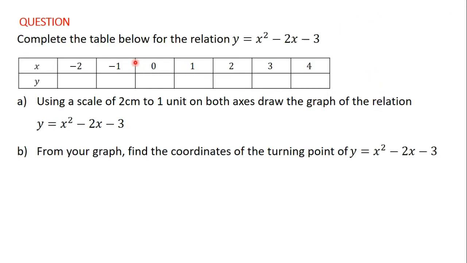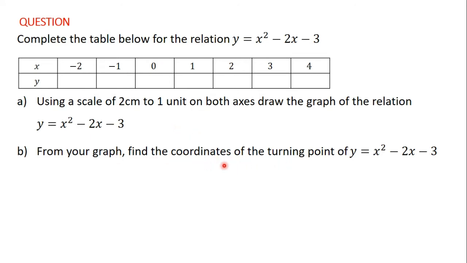We are being asked to complete this table for the relation y is equal to x squared minus 2x minus 3. And then after that, we will use the values in the table to draw the graph of the relation y is equal to x squared minus 2x minus 3 on a graph sheet. Then we will use the graph to find the coordinates of the turning point of the relation y is equal to x squared minus 2x minus 3. We have already learned how to draw the graph of the relation on a graph sheet. So we will move straight ahead to the last part of the question.